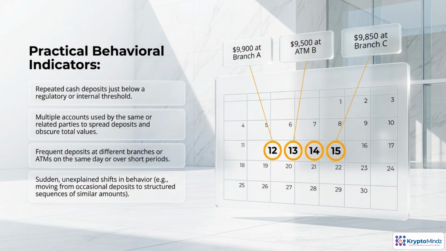All of these behavioral indicators point to one core idea. Someone may be trying to avoid detection while moving significant cash. Focus on patterns, not single events. Structured deposits, spreading funds across accounts or locations, or shifting from low, infrequent activity to regular, threshold-hugging deposits should always trigger curiosity, additional questioning, and possibly escalation.